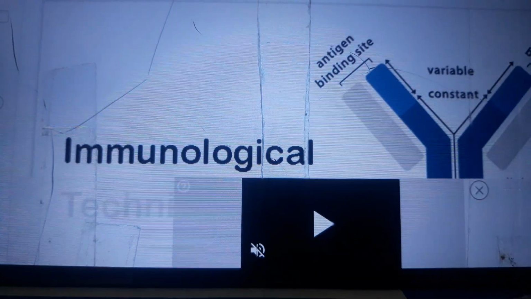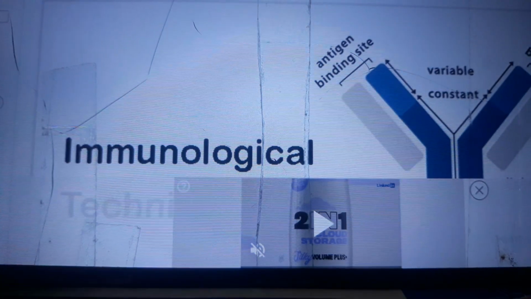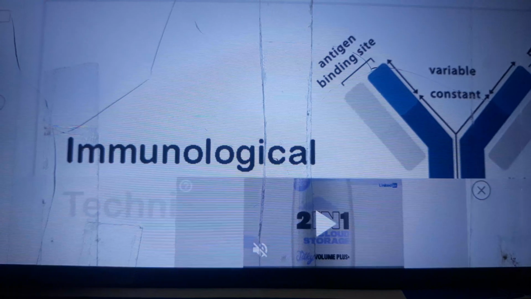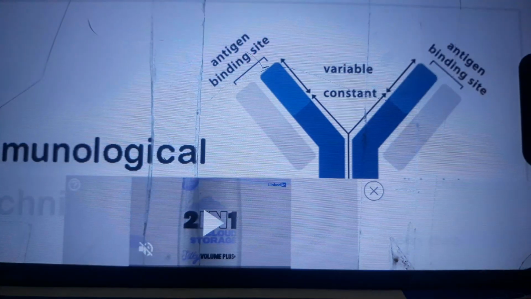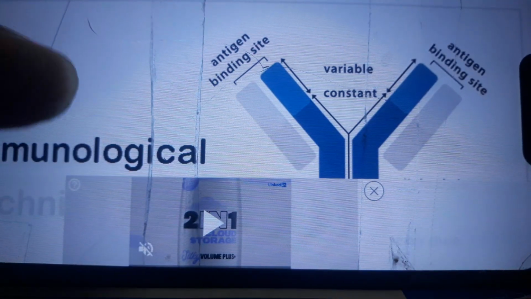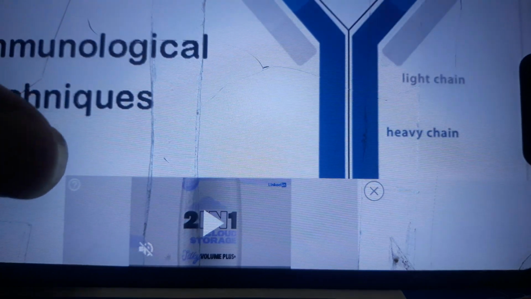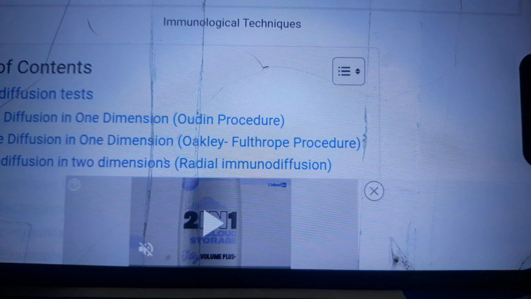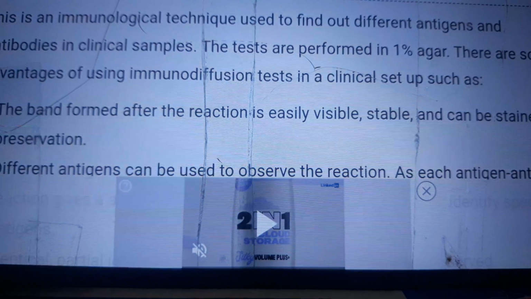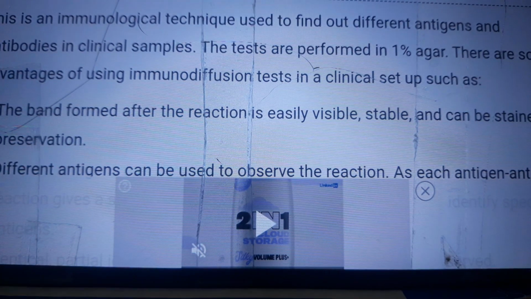This is a diagram which shows the antigen binding site, variable and constant regions, light chain, and heavy chain. And we go on to the details of the techniques, immunodiffusion tests. This is an immunological technique used to find out different antigens and antibodies in clinical samples.